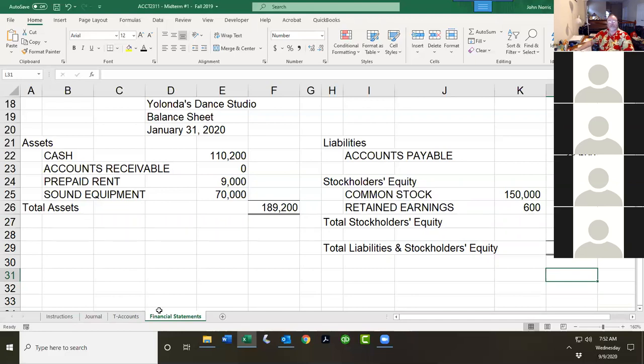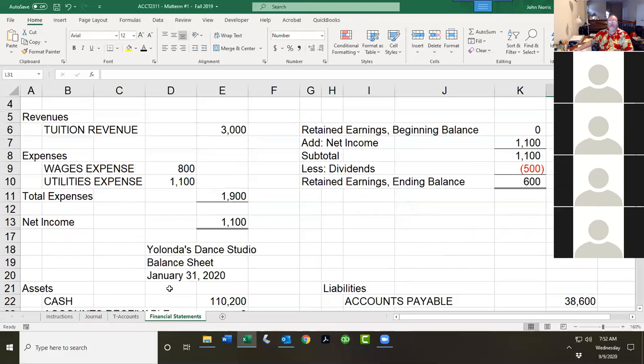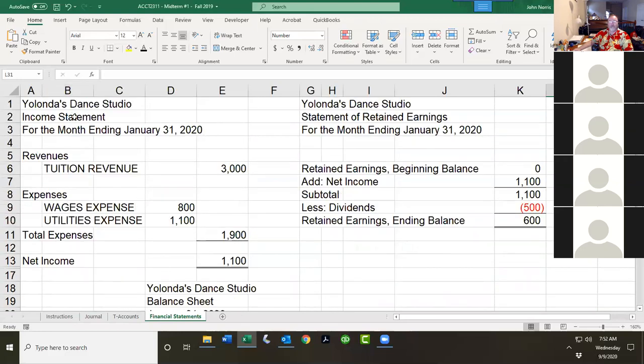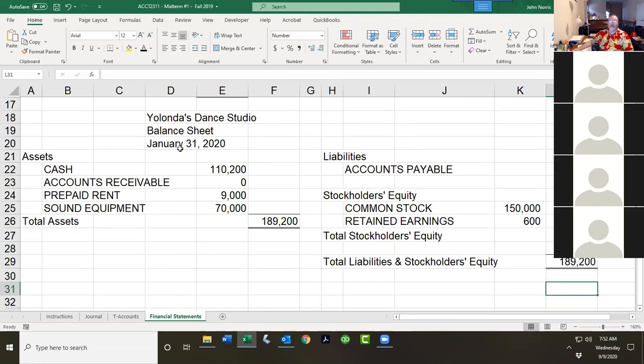Any questions on this? So the journal entries are worth 5 points apiece. There'll be 10 journal entries. Then there is 3 financial statements, 20 points for the income statement, 10 points for the statement of retained earnings, and 20 points for the balance sheet. That makes up the 100 points for the midterm.